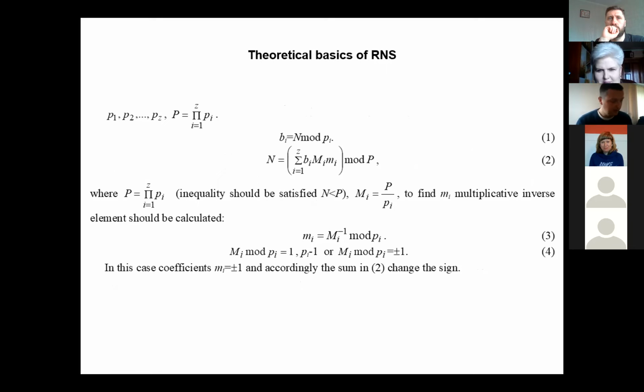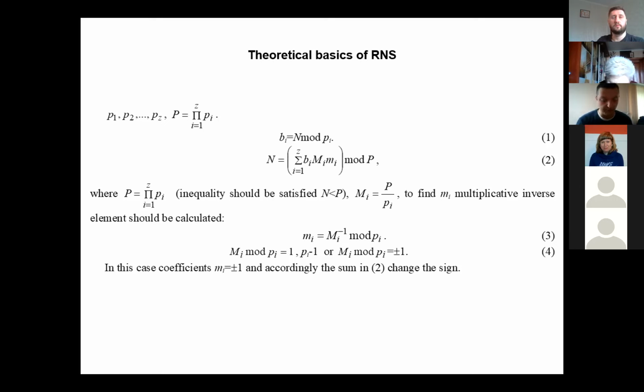Let's consider positive pairwise coprime integers P1, P2, and Pz, which are called the bases of the system modulo. Let's define that RNS is a non-positional system in which a non-negative integer n can be presented as a set of non-negative residues from division of this number by the chosen bases of the system, as shown in 1.